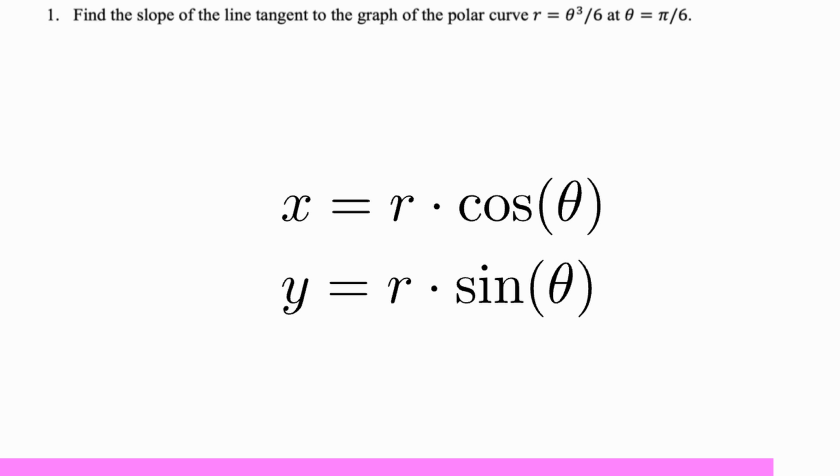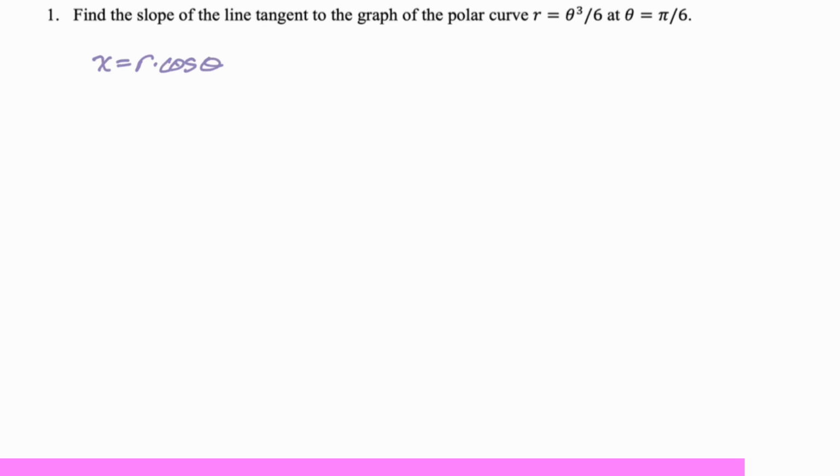So we need to use x equals r cosine, y equals r sine. I'm going to start with x equals r times cosine. So I know that I need to find dx d theta, so I'm just going to go ahead and do that in terms of r and theta instead of plugging in theta cubed over 6. I think it looks a little cleaner this way. I'm not sold on that, but I'm doing it anyway.